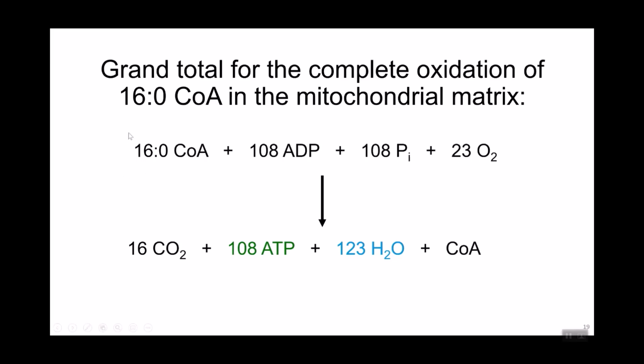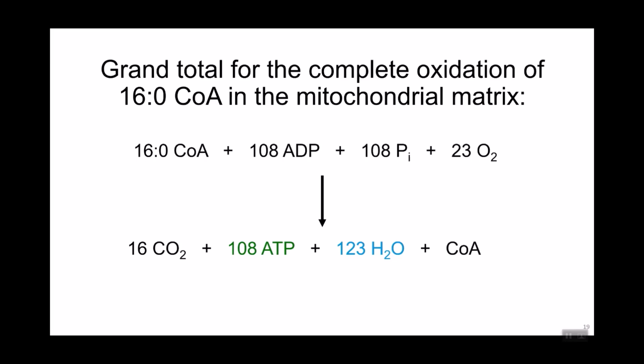Those 16 carbons will also make 16 carbon dioxides in the citric acid cycle, and will also make 123 water molecules as waste products. For the net reaction, only one coenzyme A will be released, but there will be multiple reactions where CoA is added or removed.